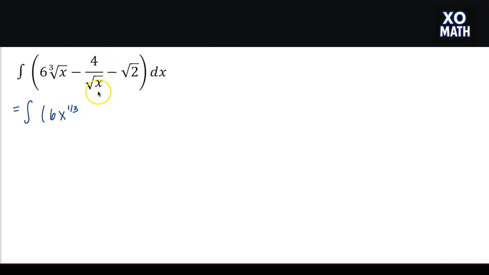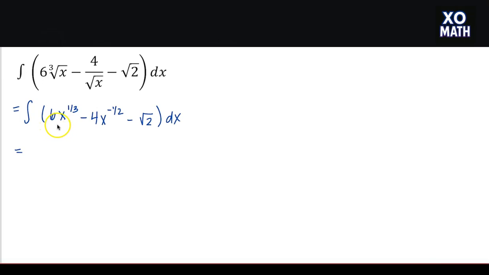Then here, minus 4 over the square root of x, I'm going to write as minus 4x to the negative 1/2. So the square root becomes the exponent 1 over 2, but it's moving to the other side of the fraction bar, so it'll become negative. And then minus the square root of 2, I don't actually have to rewrite this square root because radical 2 is just a constant. So I'm going to leave that as minus the square root of 2 dx.